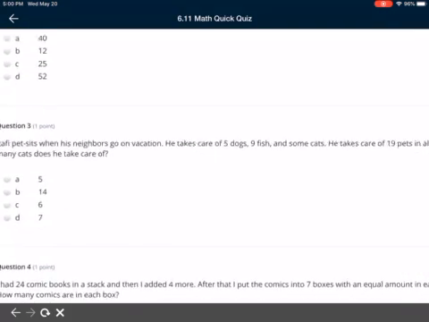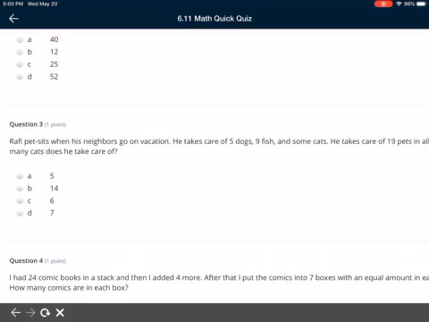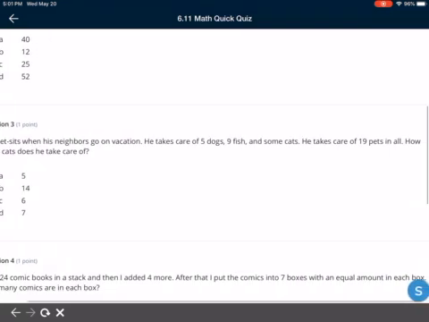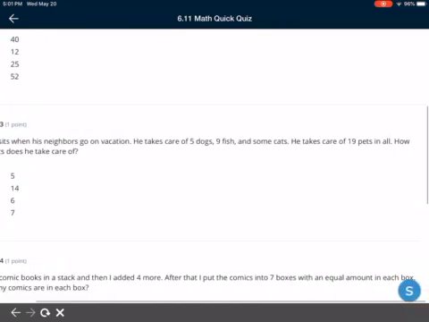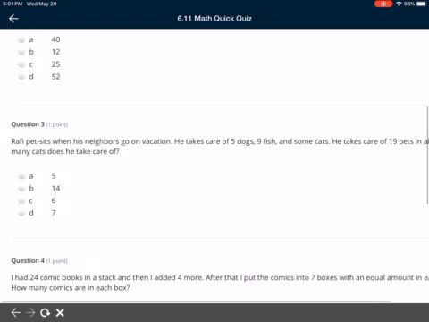total. Number 3, Rafi pet sits when his neighbors go on vacation. He takes care of 5 dogs, 9 fish, and some cats. He takes care of 19 pets in all. How many cats does he take care of?